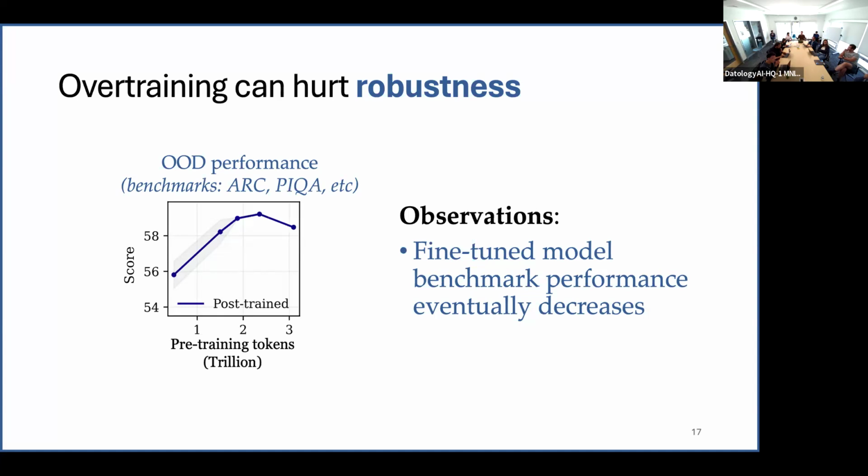Yeah, right. So the x-axis for this entire talk will be pre-training tokens. So these are different checkpoints. Later we'll pre-train more. But each checkpoint is post-trained.